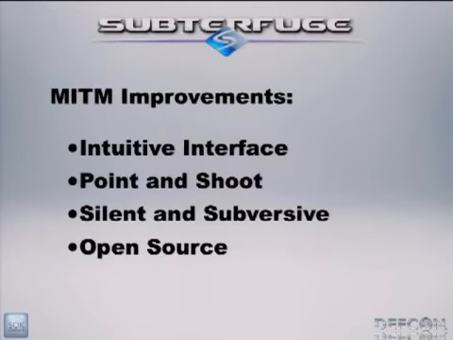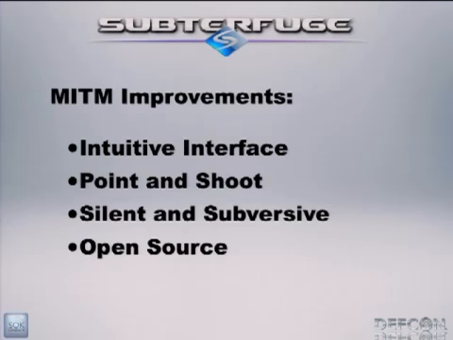So Subterfuge has a couple improvements over most man-in-the-middle tools you see out there. The first and foremost is that it's got a very intuitive interface that's extremely easy to use. For instance, whenever I'm using Cain, I can never find the button to pull up that menu to do that thing I'm trying to do that one time, because it's just busy.